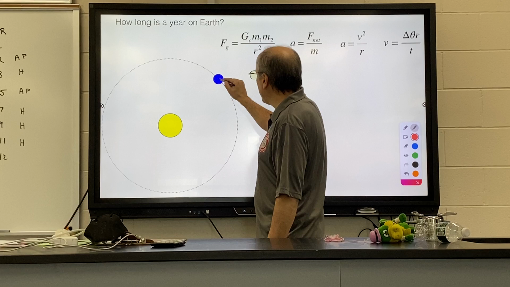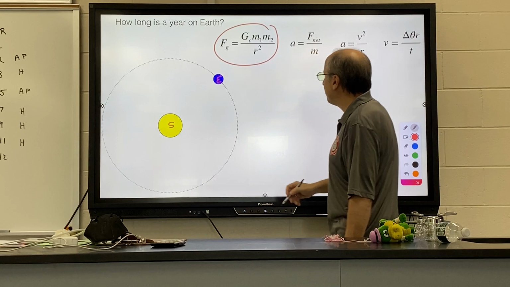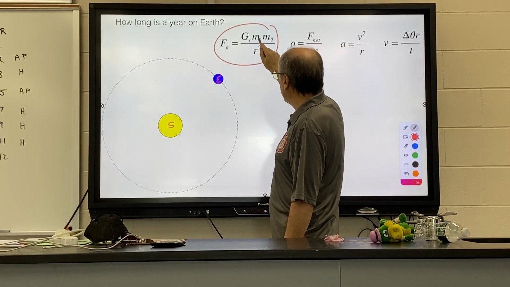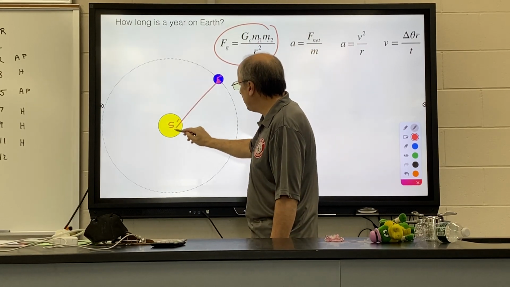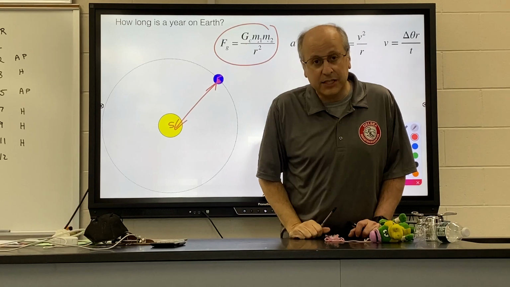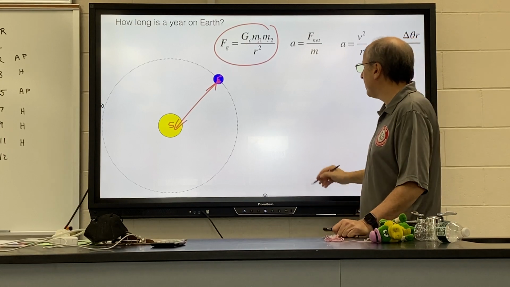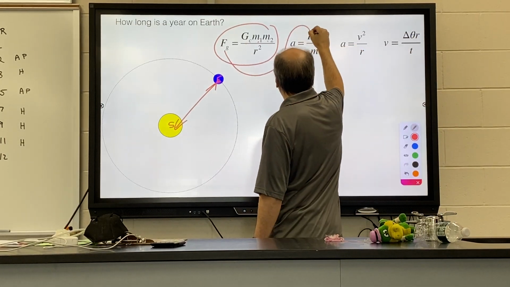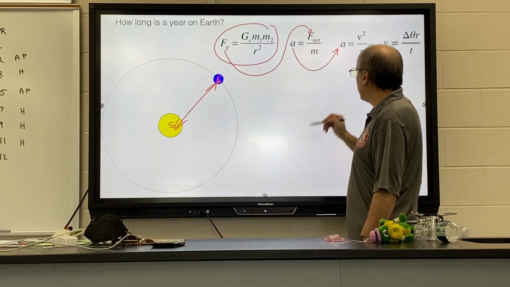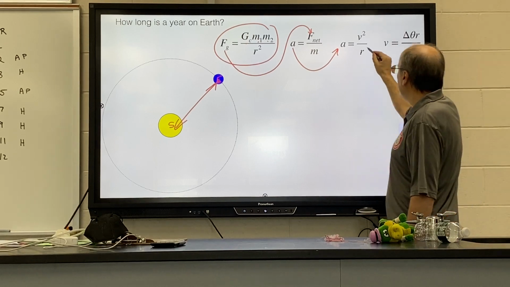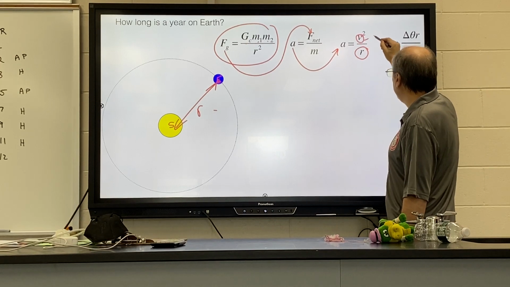Start by finding the gravity between the Earth and the Sun. We already learned how to do this, so take out your reference sheet. Use the gravitational constant, mass of the Earth, mass of the Sun, and then the distance between them. Don't use the radius of the Sun, don't use the radius of the Earth, use the distance from the Sun to the Earth. Take that value for force of gravity, plug it in here. Get your value for acceleration, plug it in here. Make sure you use the same radius here to get your velocity.